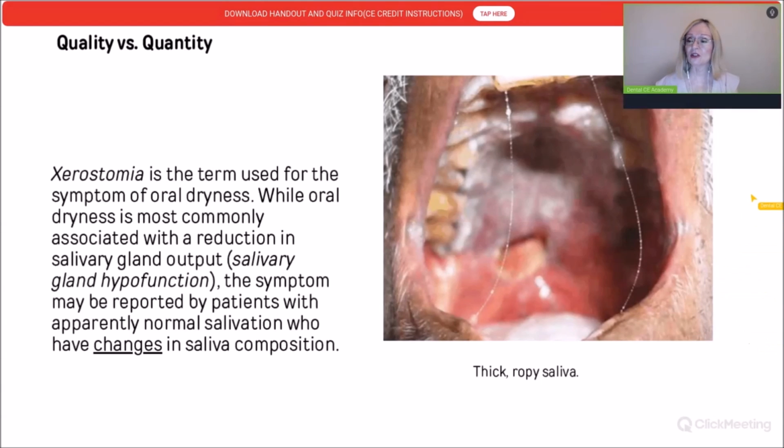And you've seen this in patients, right? The ropey saliva, the stringy saliva, the saliva that follows your saliva ejector. That's not healthy saliva, or foamy saliva, right?